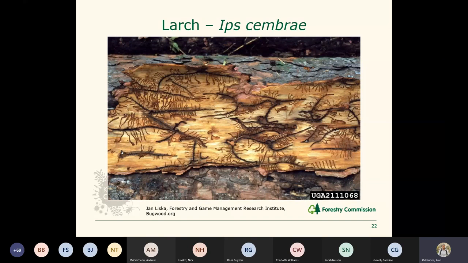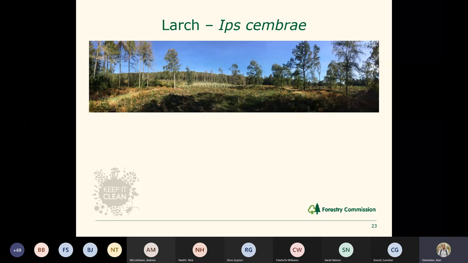So I'm sure Nick will in a minute, when he starts talking about typographus, show you similar pictures, but this is in larch still, remembering, so we're looking at cembrae. Nice clean maternal galleries, and then you have all the larval galleries where there's a single egg in each of those galleries, so you'll have a single larva developing within each of those galleries off the side. Quite nice and neat.